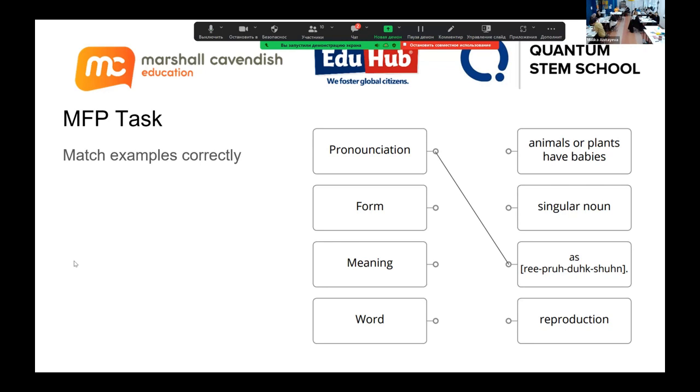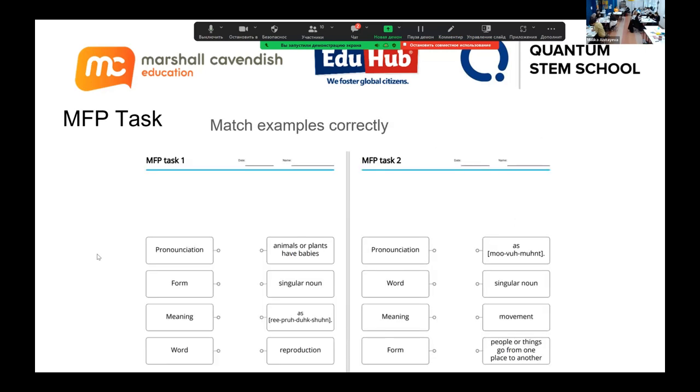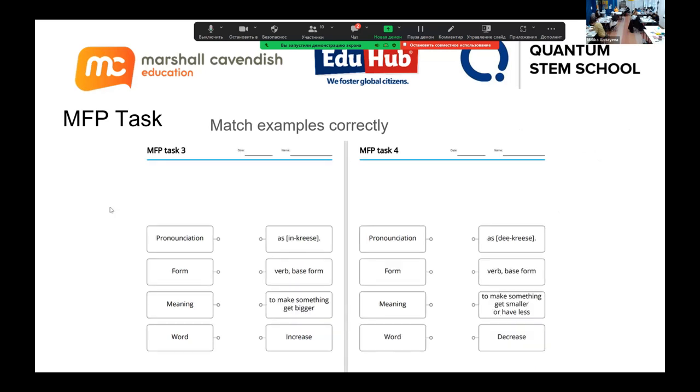So if you have completed, I hope yes, this is good. I think it's quite easy, right? Okay. So I have given also some verbs like to increase, verb-based form, the figure, and so on. All right.